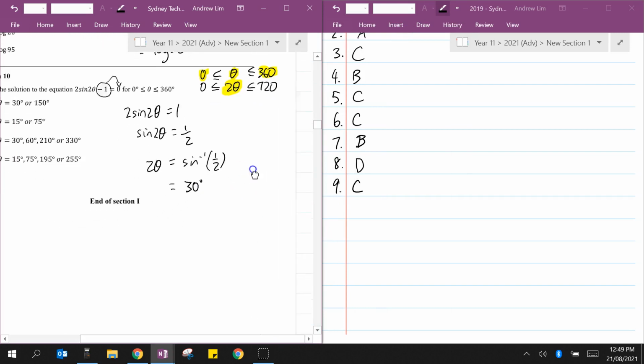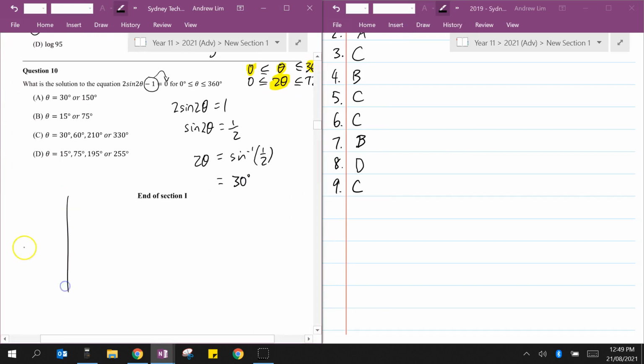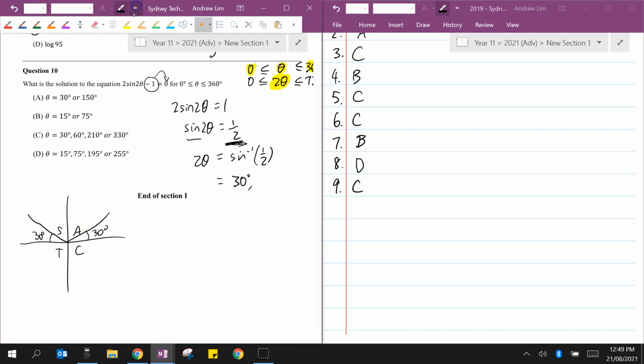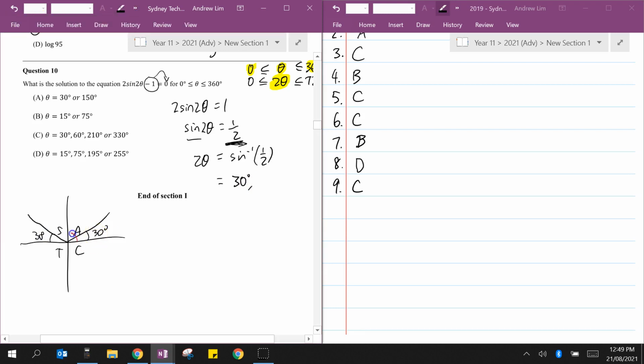So if I were to graph my all stations to central, we know it's 30 degrees here. But where else is sine positive? Over here. So that's 30 degrees as well. So it's 30. It's also 180 minus the 30, which is 150.